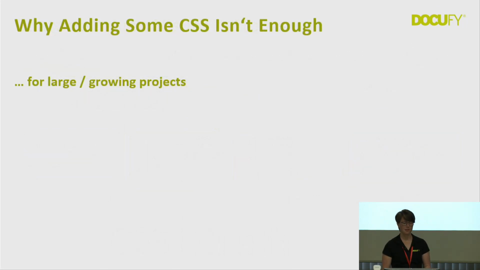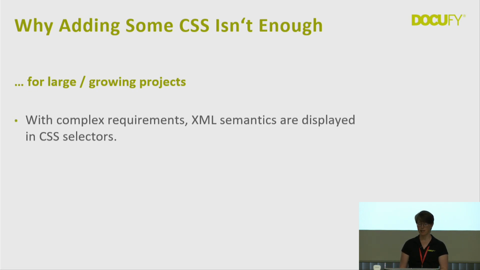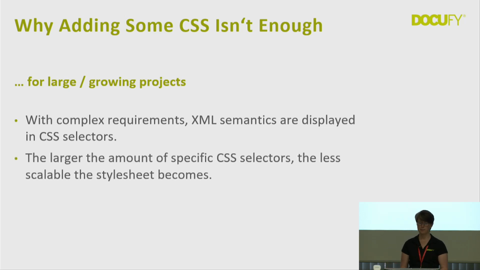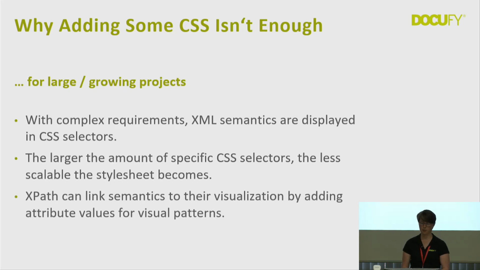So what's the moral of this story? Adding some CSS isn't enough for large and growing projects because with complex requirements, selectors display XML semantics. And the higher the specificity, the less scalable it all becomes. So XPath, if it's possible in the environment, can handle selection of elements much better, and adding an attribute to link between semantics and styling is really good to read as well. And it can be any attribute.